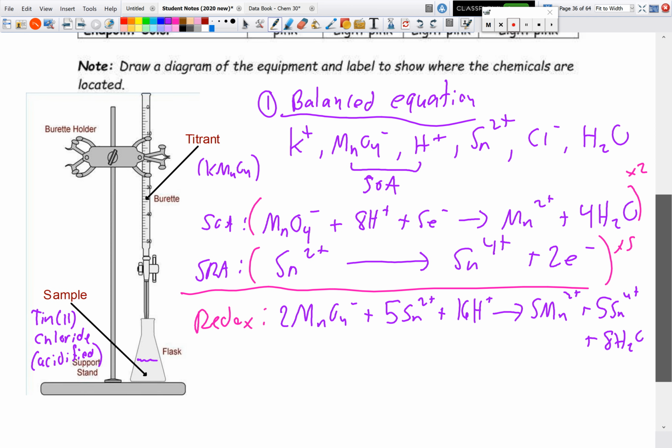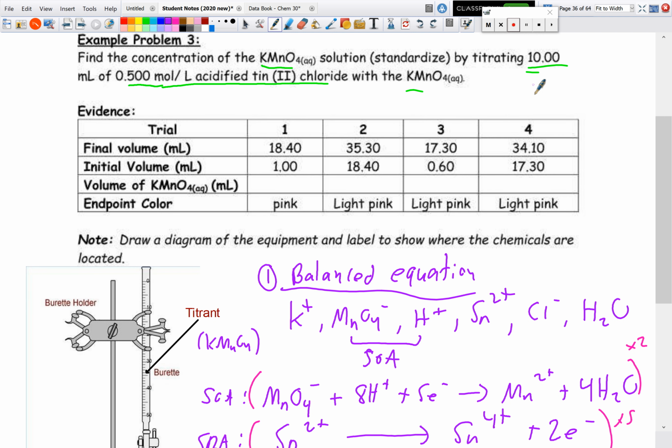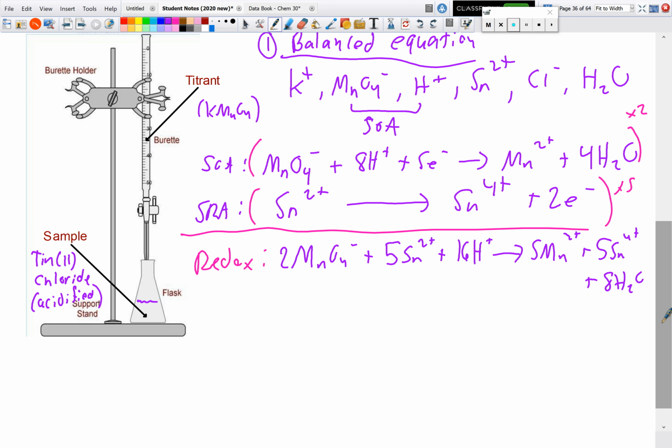And of course, from here we can highlight our given and our wanted. How we figure that out is we see what we have more information for. Up here we have titrating 10 milliliters of 0.5 moles per liter acidified tin 2 chloride. So that is obviously our given. It's also saying find the concentration of KMnO4, so we know just from reading the question this is going to be our wanted, and this is our given.